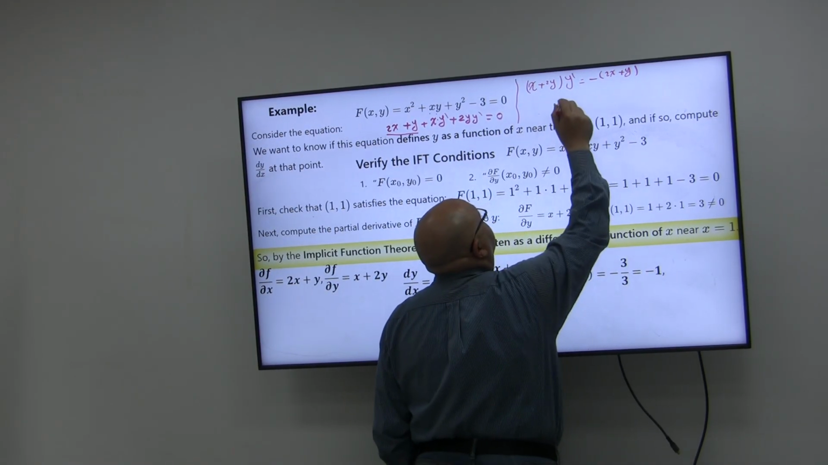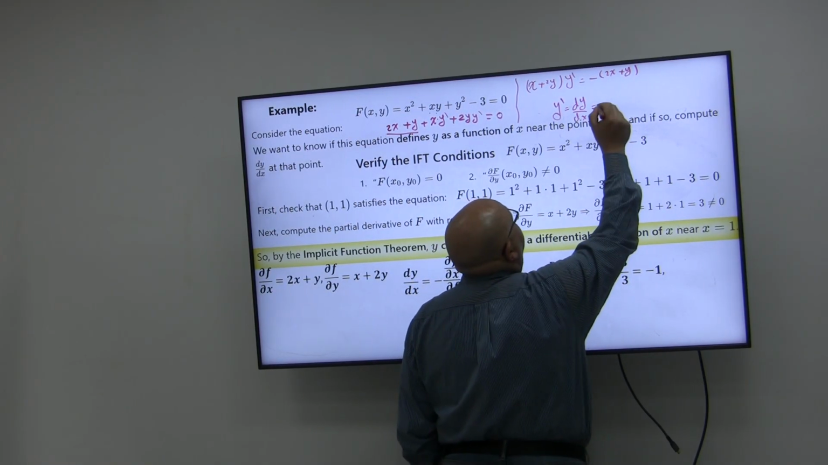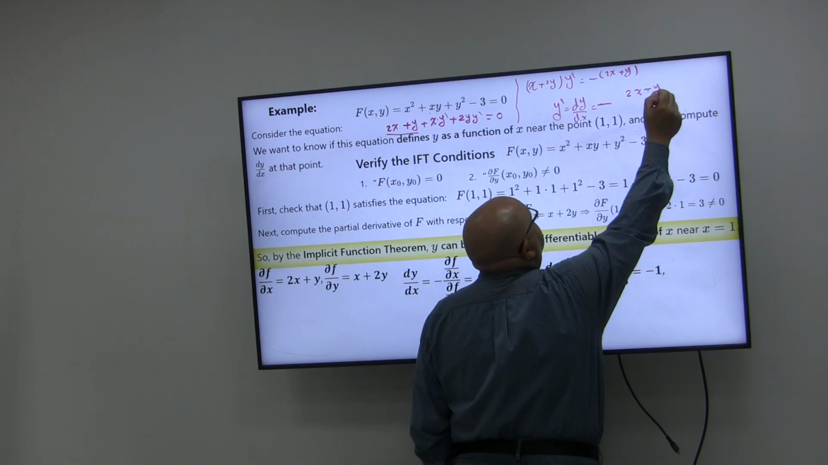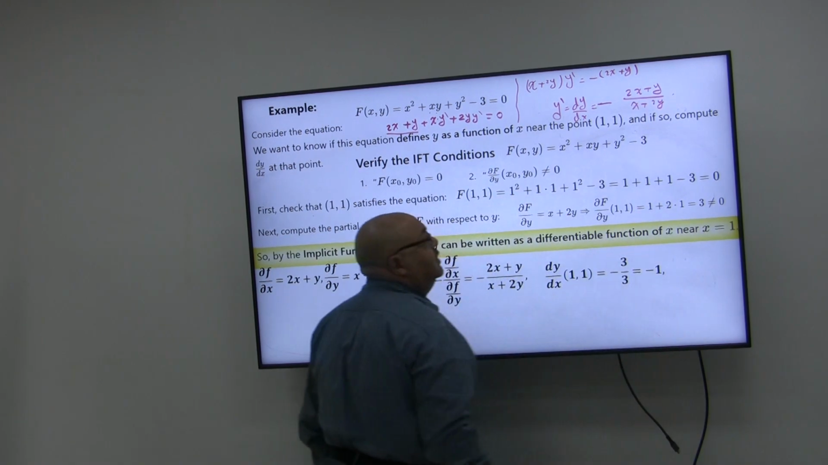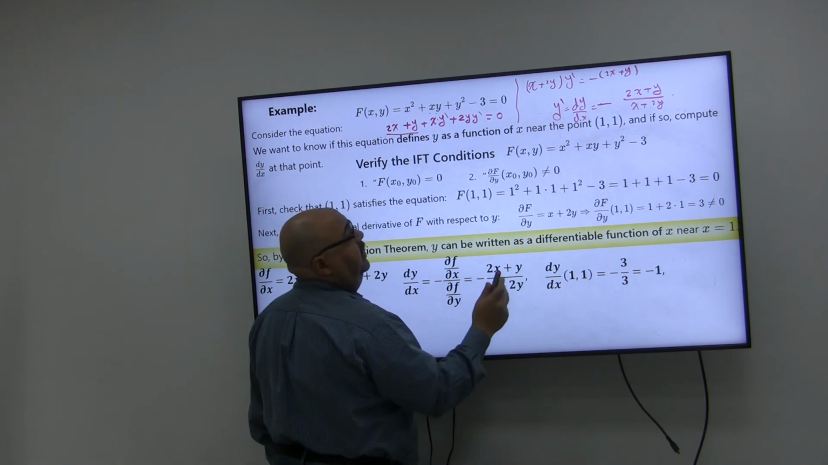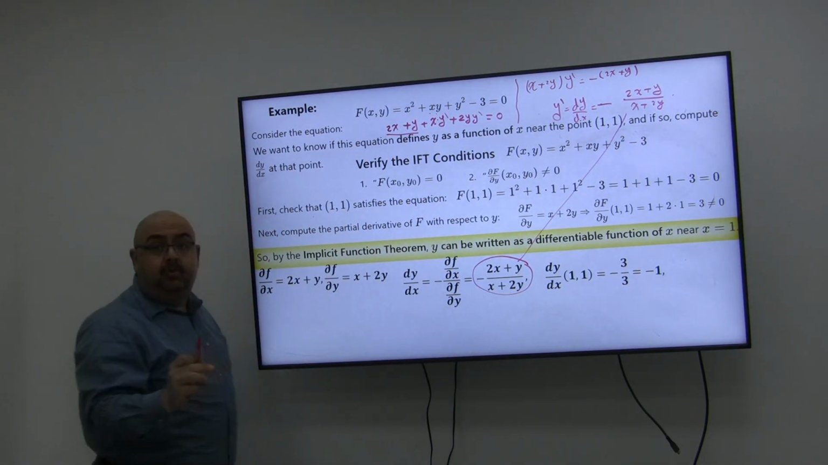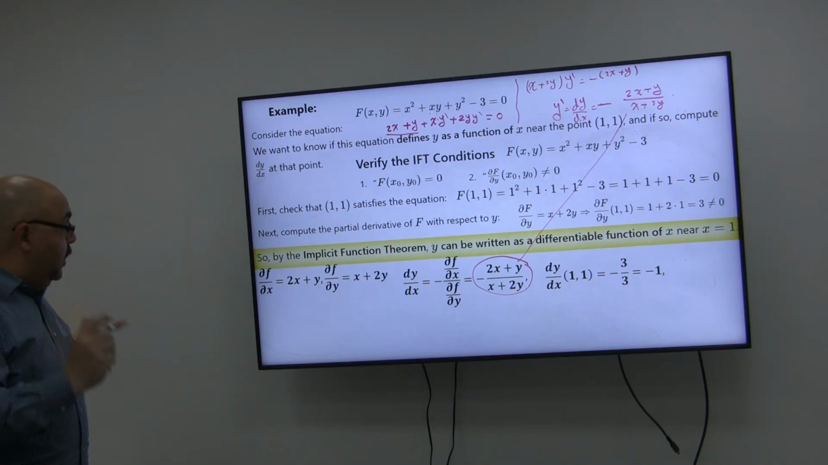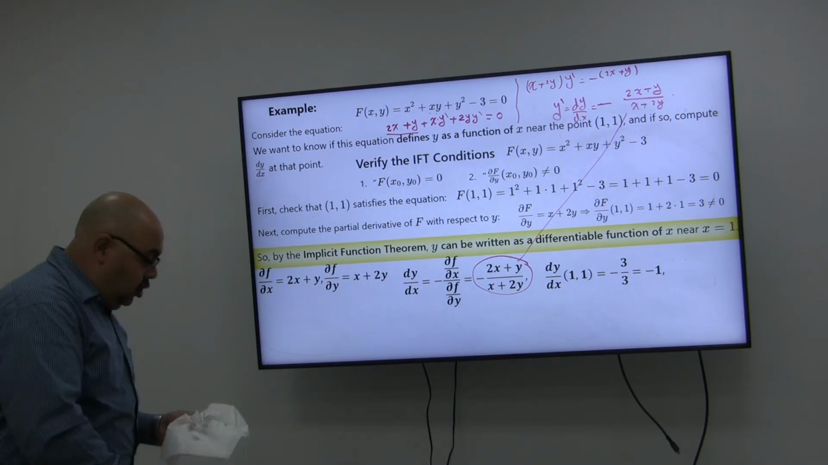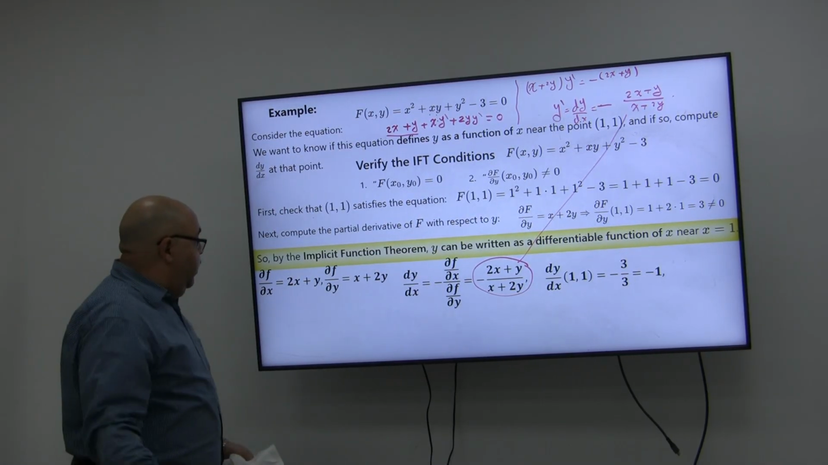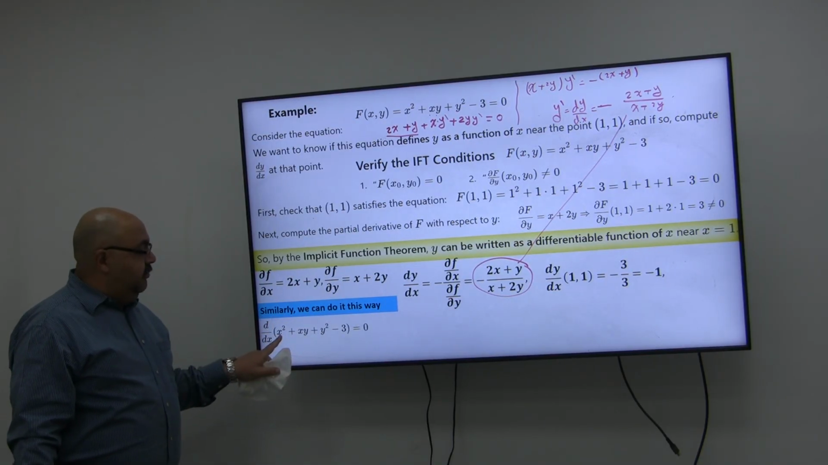Then I will divide, so y dash, which is dy by dx, simply will be the negative of (2x plus y) divided by (x plus 2y), as you can see. The same result exactly. If you look at this one and that one, they are exactly the same two results. So once more, I can use either the theory of the implicit function or the implicit function derivative.